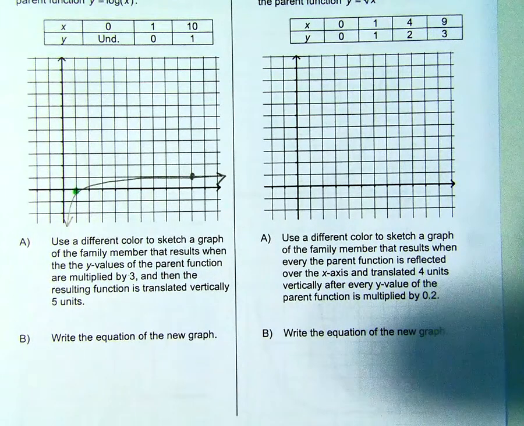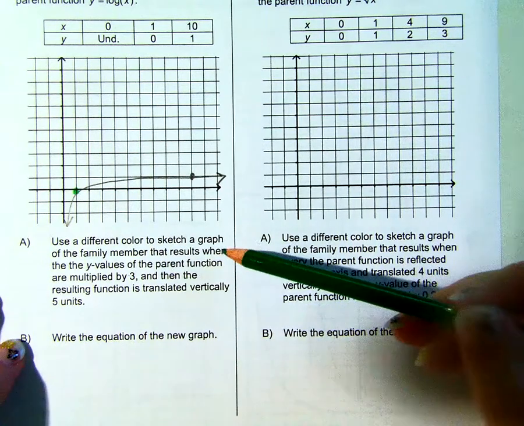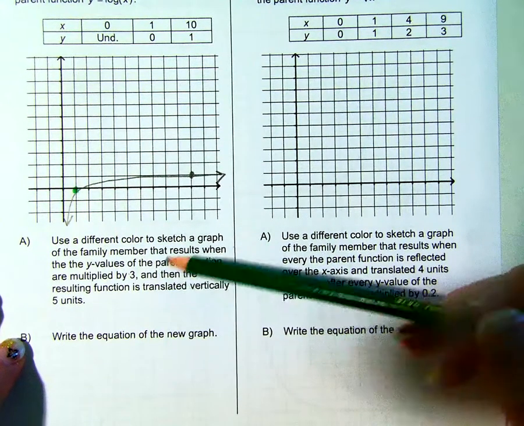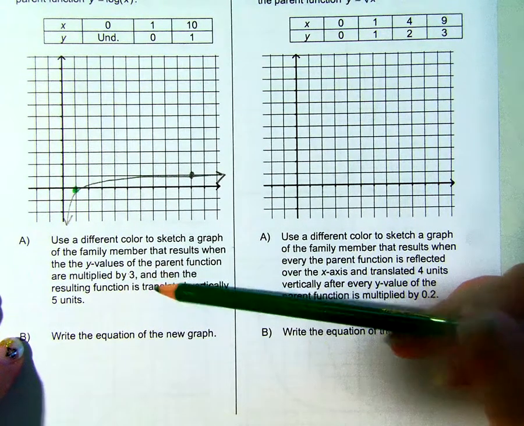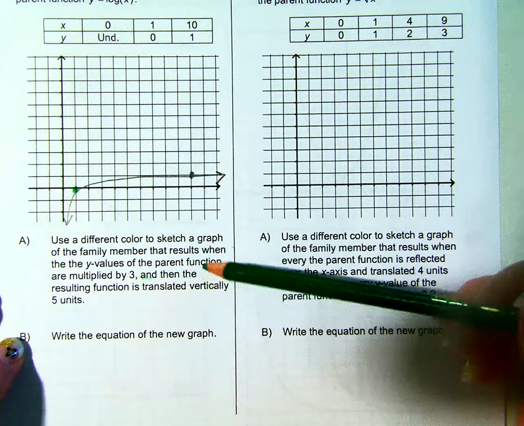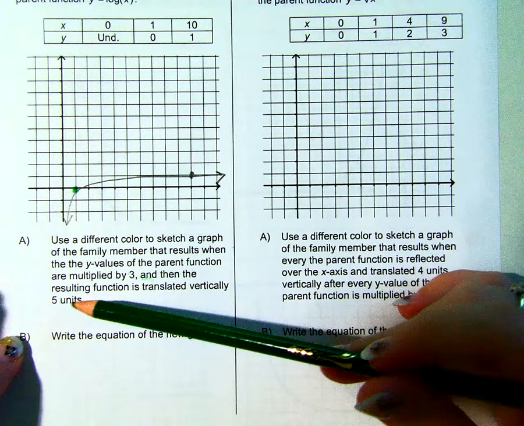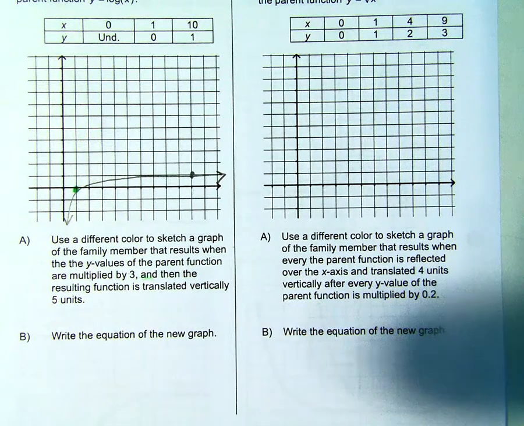Now, it wants us to use a different color. I'm going to use green. Use a different color to sketch the family member that results when the y values of the parent function are multiplied by 3. And then the resulting function is translated vertically 5 units. So we have more than one transformation here, don't we? Okay, so we need to do them one at a time so we don't get them confused.